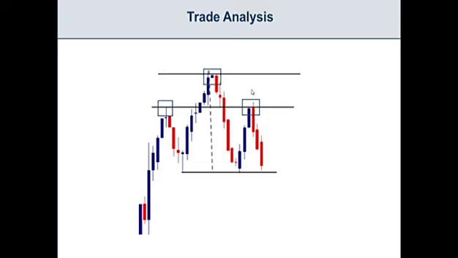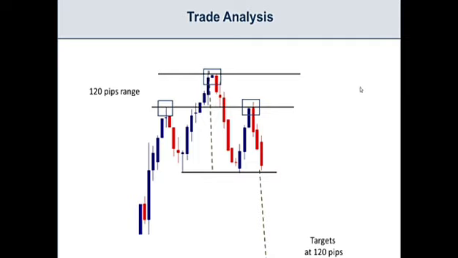But the first thing we're going to do is measure our targets. And by measuring our targets, I mean we're going to grab our crosshair tool and measure from the top of the head to the neckline. And in this case, we have a 120 pip range, and we're going to extrapolate it from the possible breakout area or the neckline to get our targets, okay? In this case, this head and shoulders can yield 120 pips.